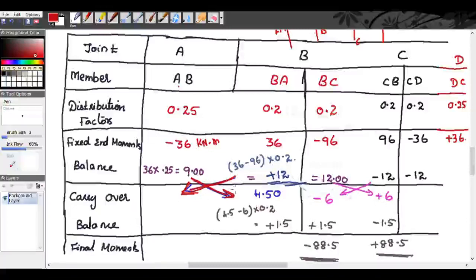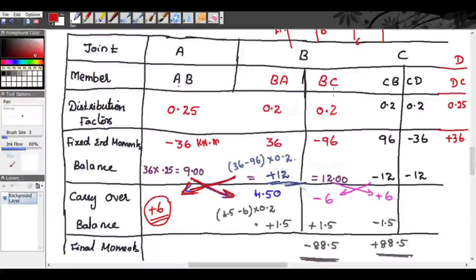See, now we are not distributing this. We are not taking the half of this. If needed, you can take here it will be plus 6. But we are not considering this because our aim is to analyze BC, to analyze the span BC. Okay, so I have omitted this. Now, so from this AB, half will be transferred to BA. So 9, half of 9 is 4.5.